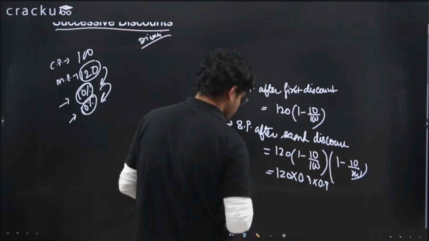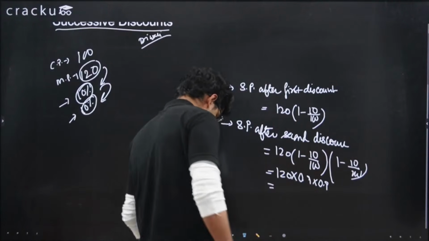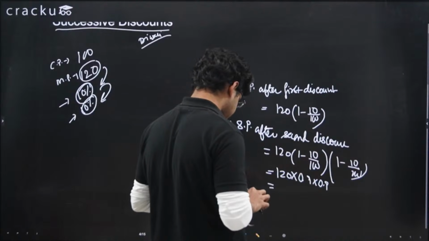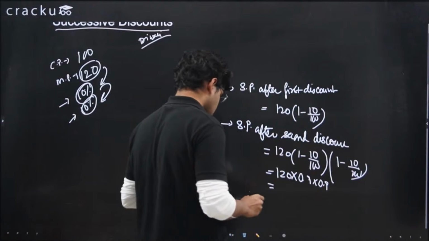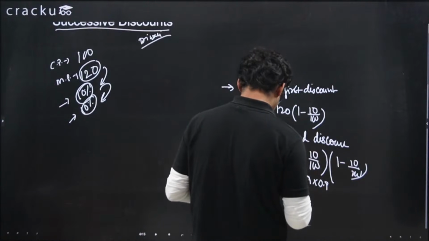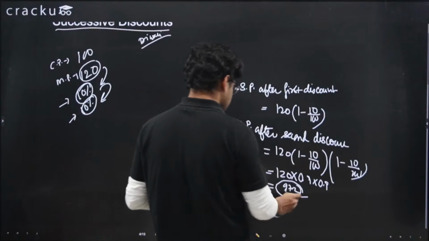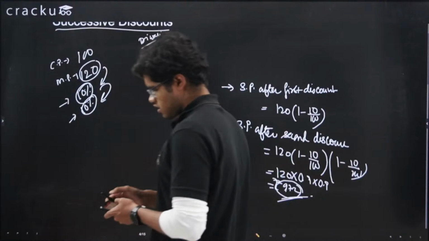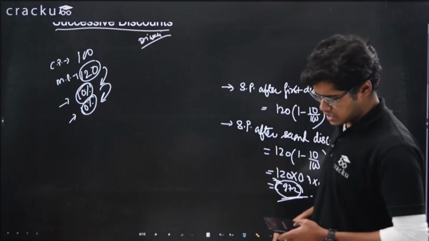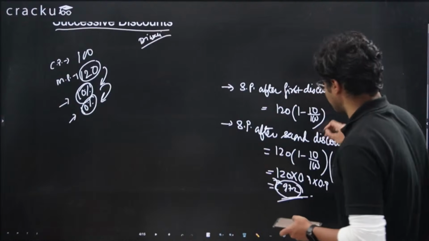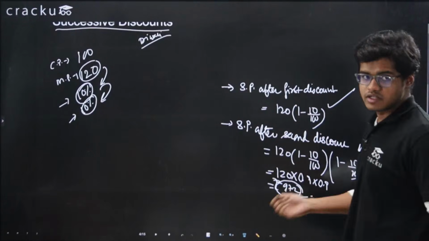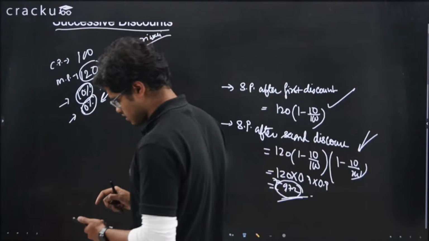So basically what we get is 97.2. So my selling price is rupees 97.2 after giving 2 successive discounts. So this is the idea of successive discount. We get a selling price, then on this selling price just apply another discount and you will get the final answer. This is the main concept.